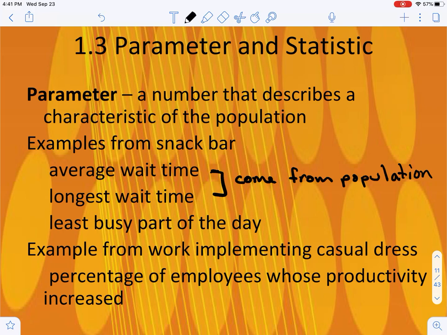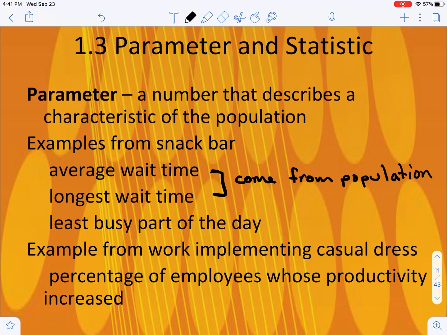There's an example I have here about casual dress at work. The example was looking at the implementation of casual dress at work, on whether it improves the efficiency of work, if you get more done. So if I looked at all workers and they improved their efficiency by, let's say, 15 minutes, they work 15 minutes more, then that would be a population.